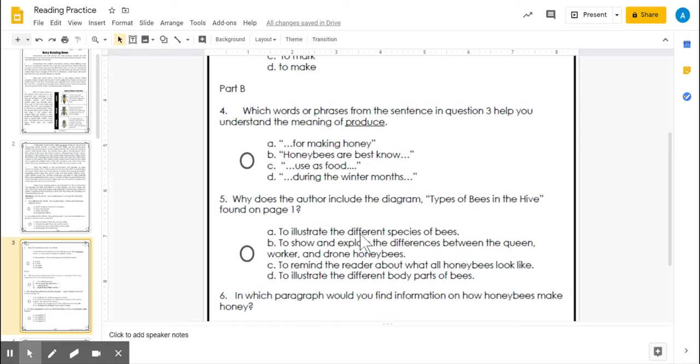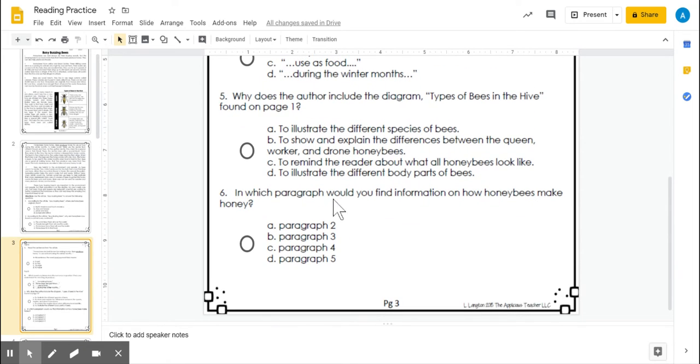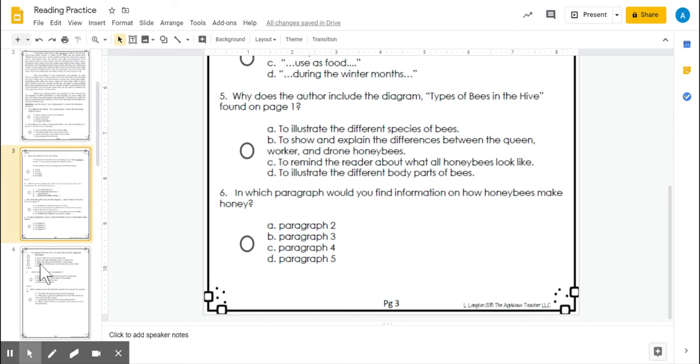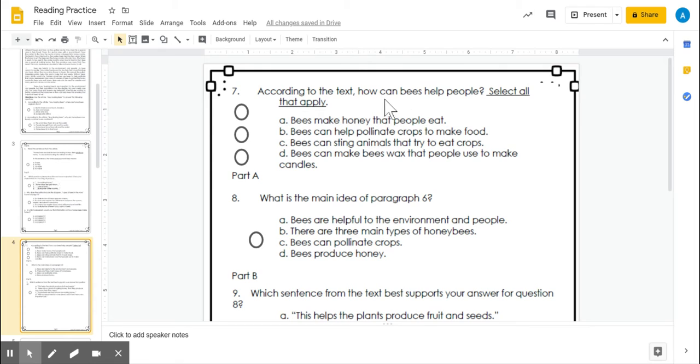5, why does the author include the diagram found on page 1? So we're going to look at that. 6, which paragraph would you find information about how honeybees make honey? So how they make honey. Look for that while we read. 7, how can bees help people? Select all that apply. So there's 3 answers. How can they help people?